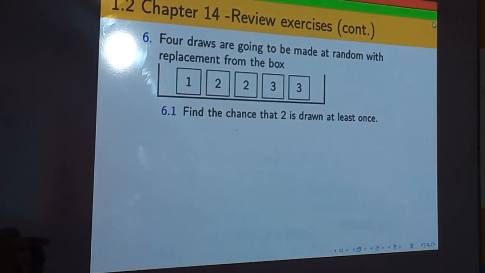So when you say at least once, it's always easy to look at the complement: not having it at all. 2 is not appearing, all the times the number is not equal to 2. Right. So 4 throws are going to be made with replacement.